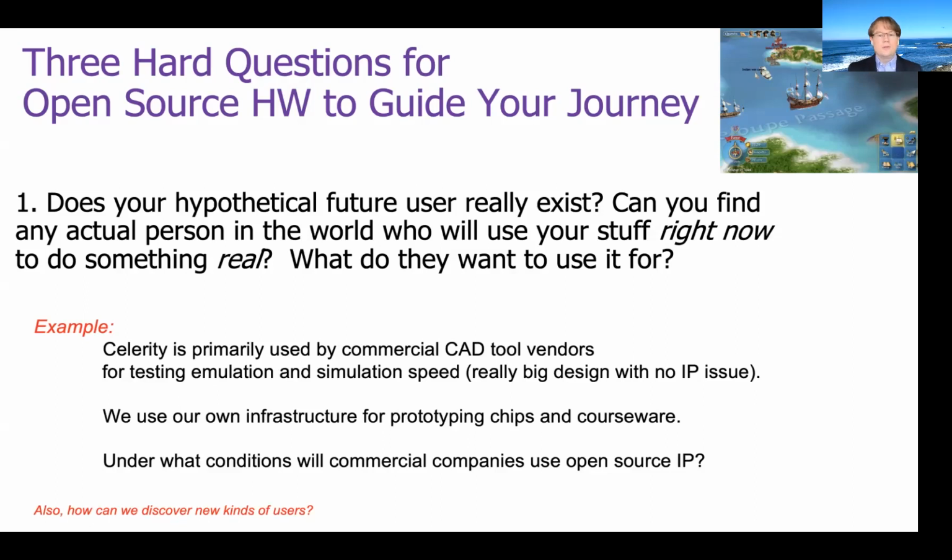And so there's some surprising things. For example, the Celerity open source design that I mentioned, the main people who picked it up are actually commercial CAD vendors who need some really big designs to test emulation and simulation speed. Kind of surprising. I'm not sure if I would steer my boat more in that direction, but it is a concrete user, and they actually are the ones that generate the most feedback for our project if they're actually using it. Of course, we use our own stuff internally, and so that's always a great source of feedback on what you're doing. And then it's also very intriguing to think about under what conditions will commercial companies actually use your open source IP. And then also, what is the mechanism by which we discover new kinds of users where we could add new features to support them?